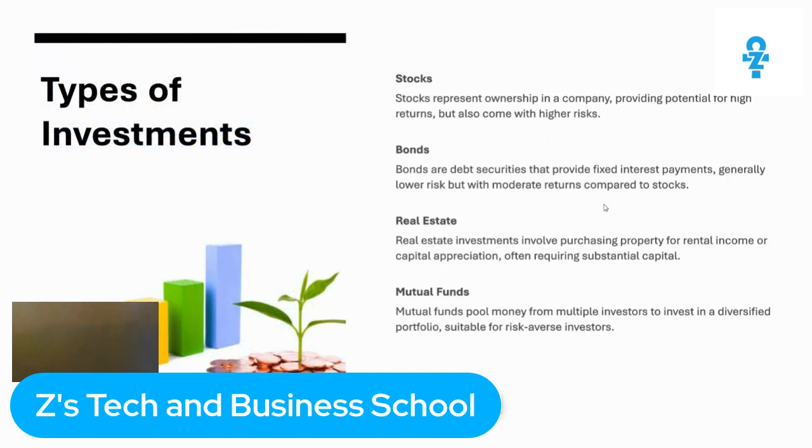Types of investments: stocks, bonds, real estate, and mutual funds. Stocks represent ownership in a company, providing potential for high returns, but also come with higher risks. Bonds are debt securities that provide fixed interest payments, generally lower risk, but with moderate returns compared to stocks. Real estate investments involve purchasing property for rental income or capital appreciation, often requiring substantial capital.